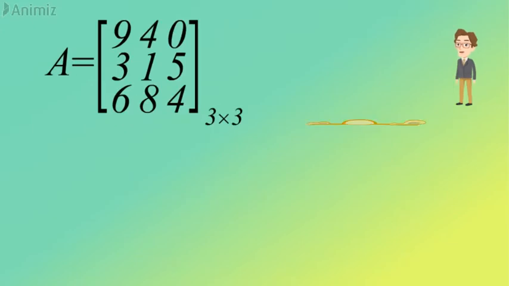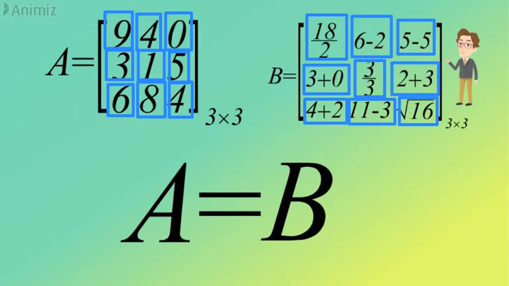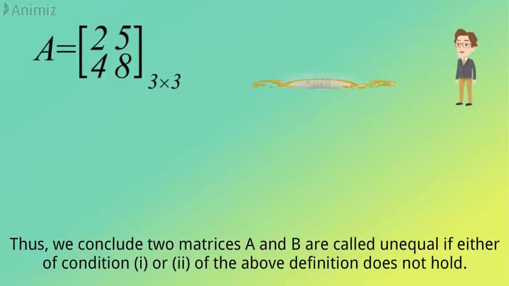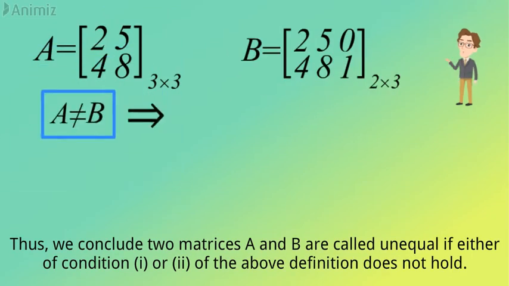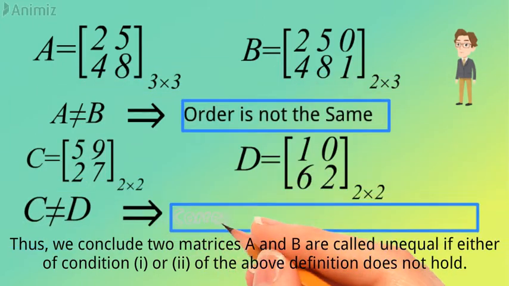For instance, A and B are equal matrices, as they have the same order and their corresponding entries are equal. Thus, we conclude two matrices A and B are called unequal if either of condition first or second of the above definition does not hold.